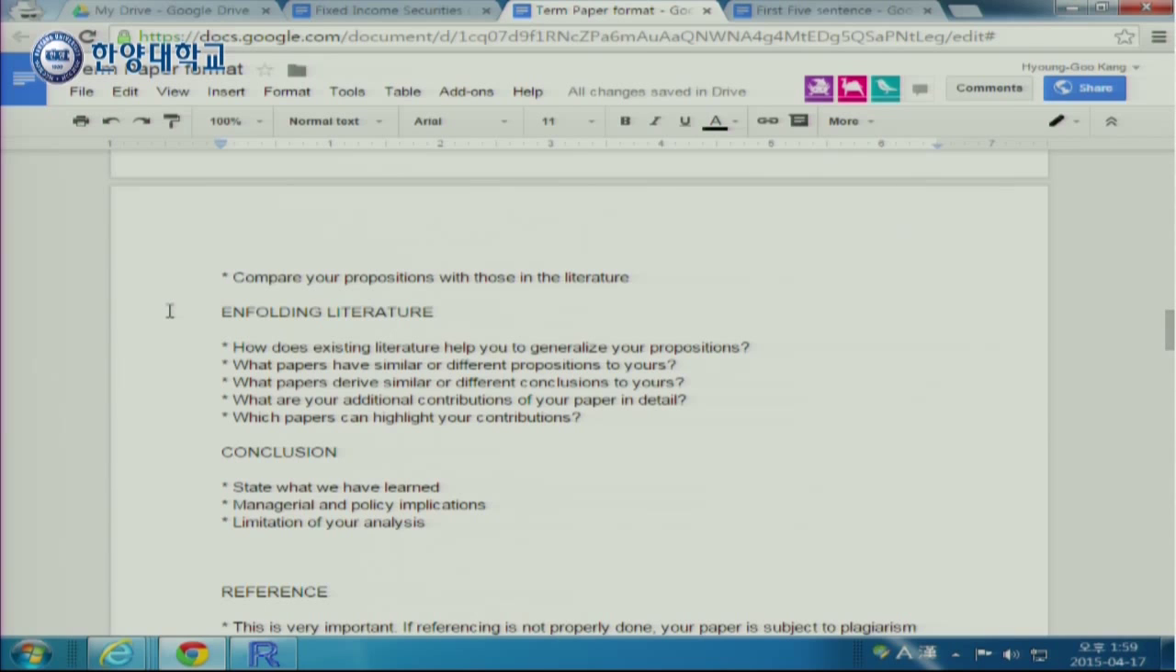Well, you are writing a paper for business. It's a business class. So in the business class, there should be managerial and policy implications. And the next one is, no research is perfect. So you have to admit, you have to briefly mention the weakness or limitation of your research.